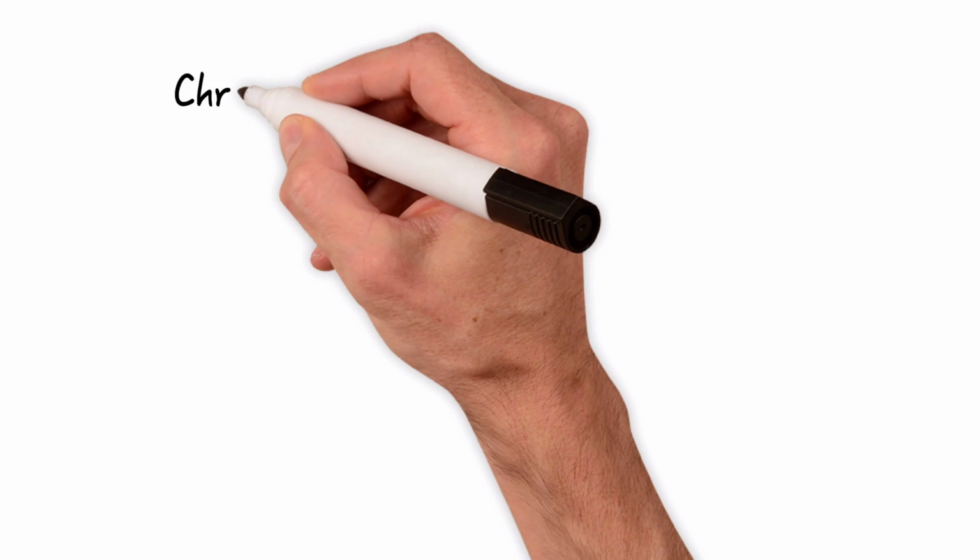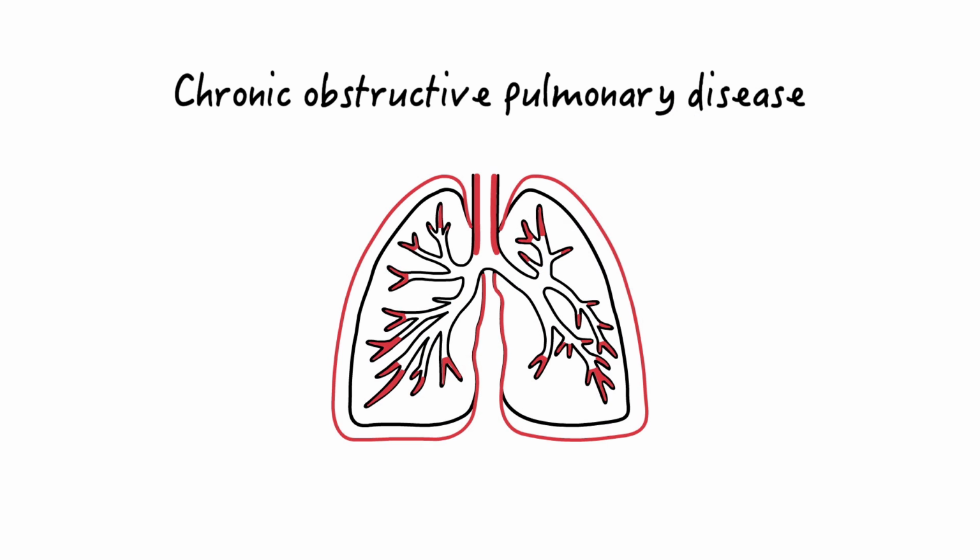In patients with chronic obstructive pulmonary disease, or COPD, DLCO is reduced. The changes are more profound in patients with emphysema than in those with chronic bronchitis, likely related to greater loss of alveolar surface area in emphysema and therefore less area for gas diffusion.